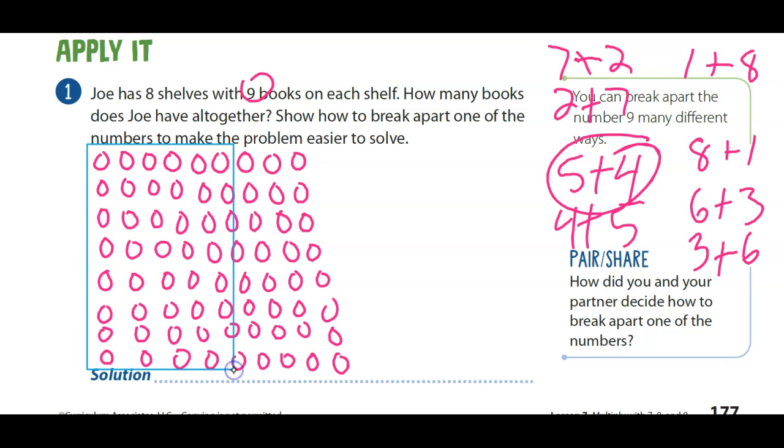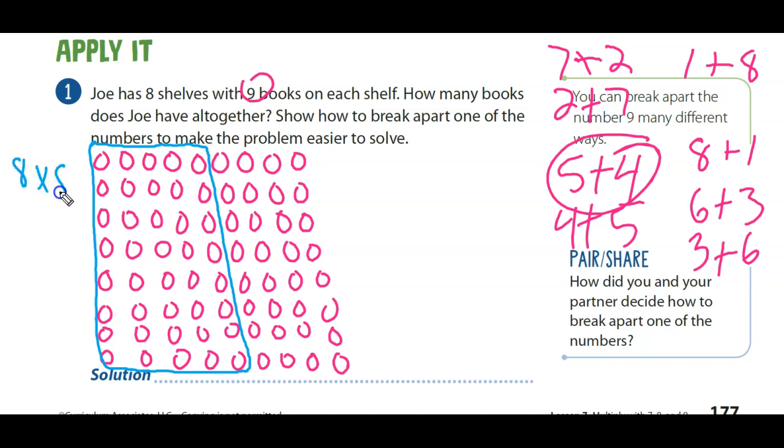Well, let's do it this way instead. It would be this one right here. So it's 1, 2, 3, 4, 5. Nope, not that one. Way too many. That's actually 6. 1, 2, 3, 4, 5. This one right here. So this would be one array that I made. So in this one here I have how many rows again? 8. And how many in each row? 5. So it would be 8 times 5.